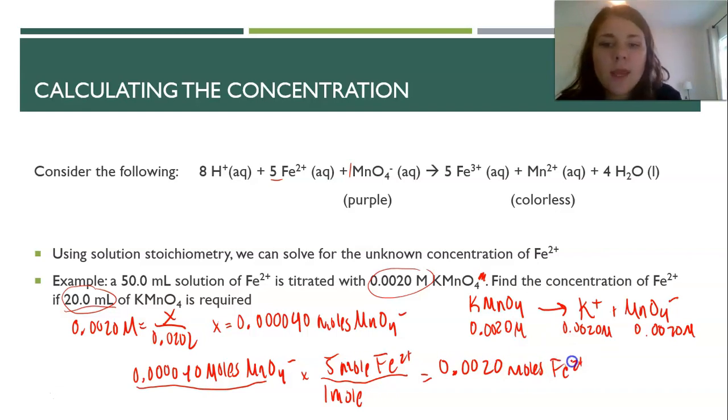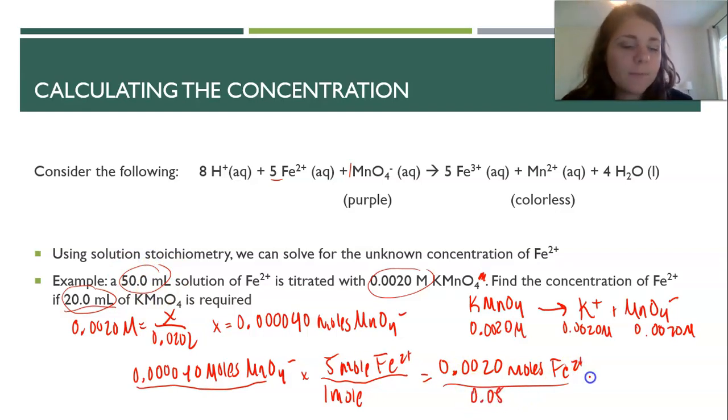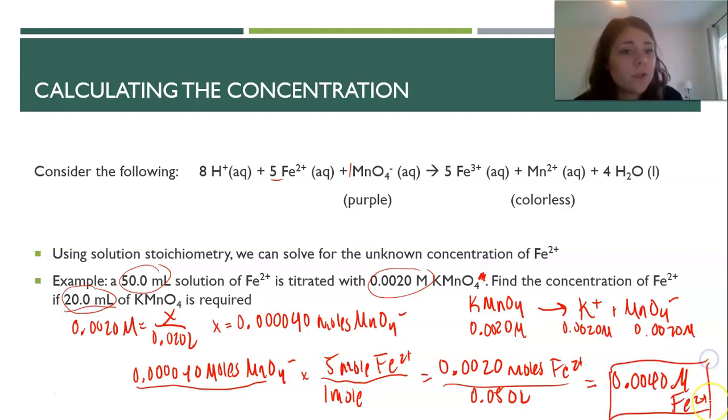Since we know that it was 50 milliliters, we're going to divide by the liters of that, 0.050 liters. Remember, we want to find the concentration, so we'll do moles over liters. And so here you'll end up getting the molarity of this Fe2+ concentration. Honestly, it's just solution stoichiometry. You guys have done stoichiometry since week 2. That's how we'll be able to solve those unknown concentrations if we have a known concentration and the volumes involved.